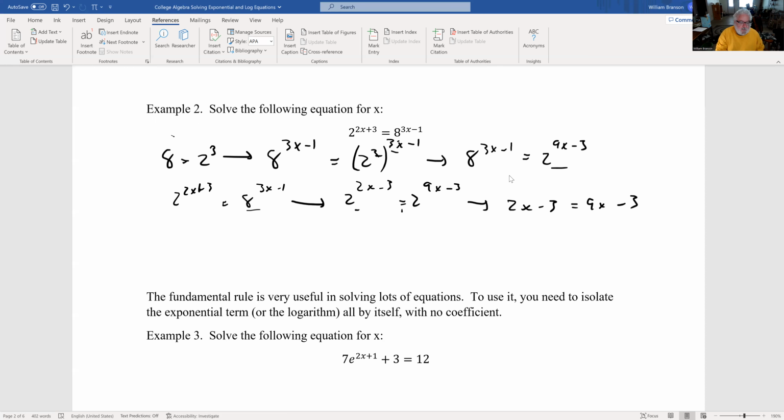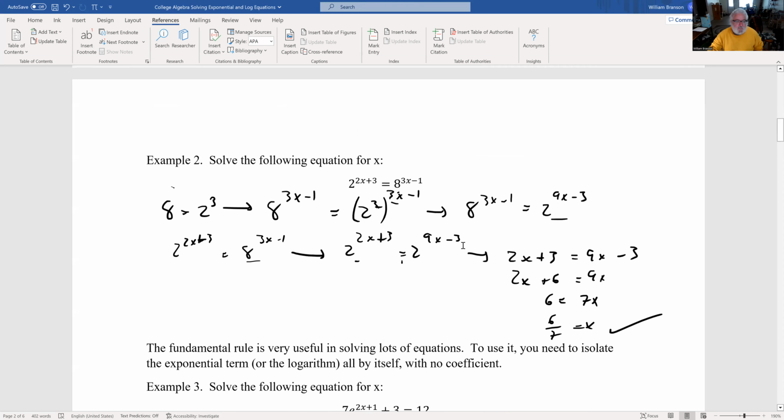This is a plus 3. So we'll add a 3 to both sides. Subtract a 2x from both sides. And divide by 7 to get my answer.